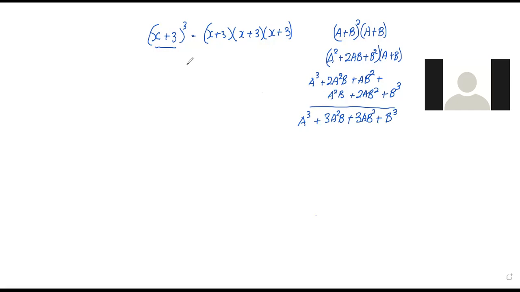So what you have here should be x cubed, and 3 cubed is 27, plus our b is 3, this is going to be 9x squared. And again, our b squared is going to be plus 3 squared is 9, plus 27x.